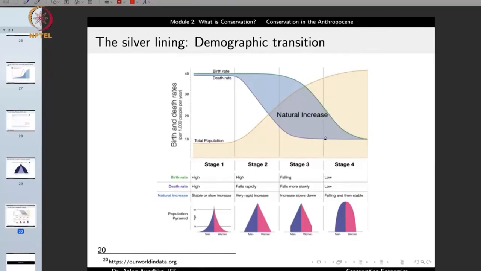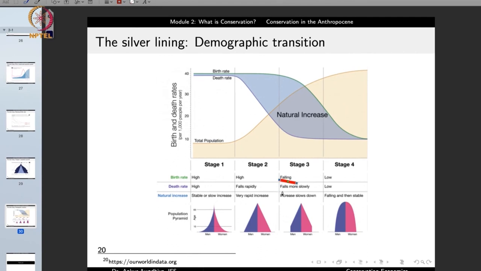Similarly, in earlier times, people used to think that because of the high death rate, it is possible that a number of my children are going to die off. But now everybody knows that, yes, we have such good medical facilities that most of my babies are going to survive. And so people make this conscious decision that we should have fewer babies. And so in this third stage, the birth rate also starts to fall.